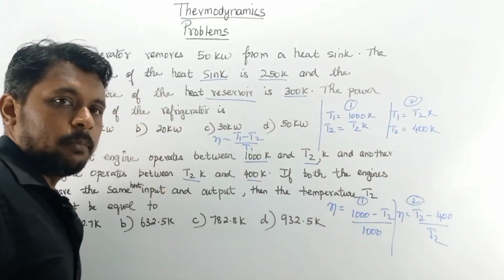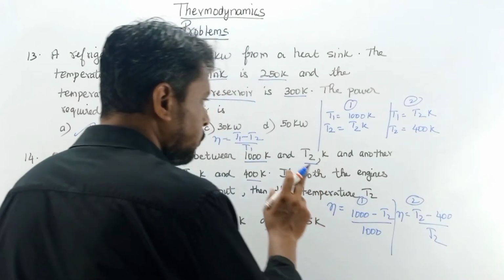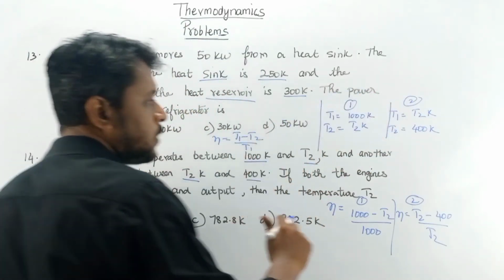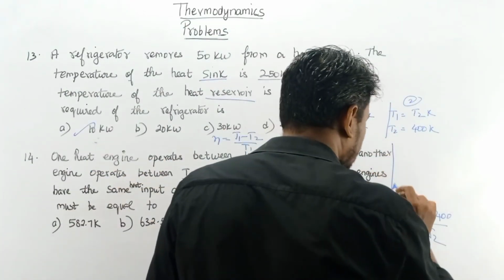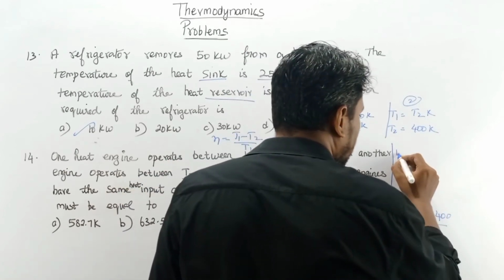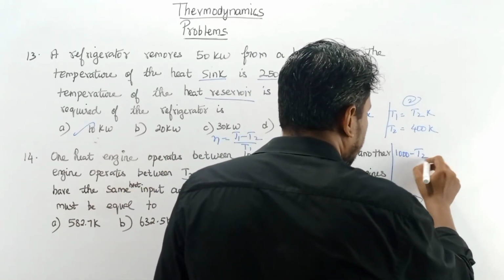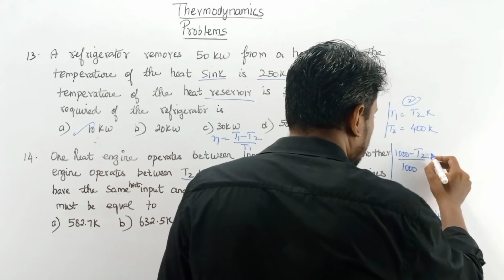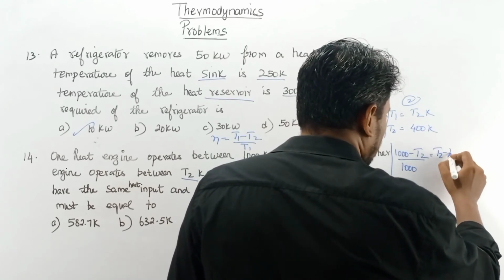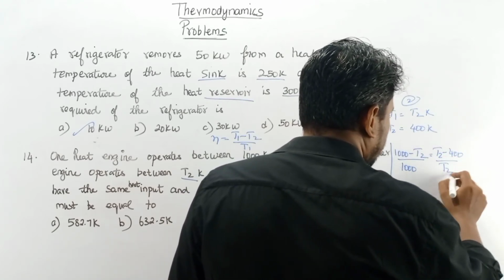This is the formula for the second case. So you know that both the efficiencies are equal. Now we have to equate them. Equating the two equations: (1000 minus T2) by 1000 is equal to (T2 minus 400) by T2.